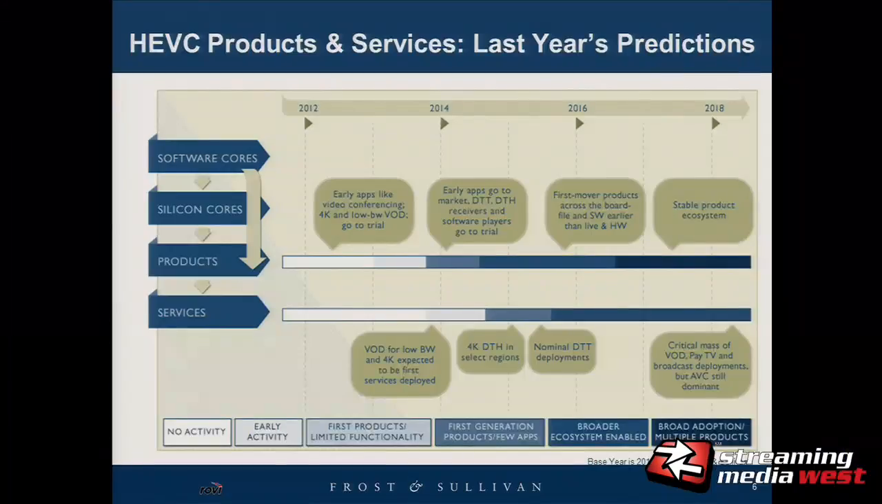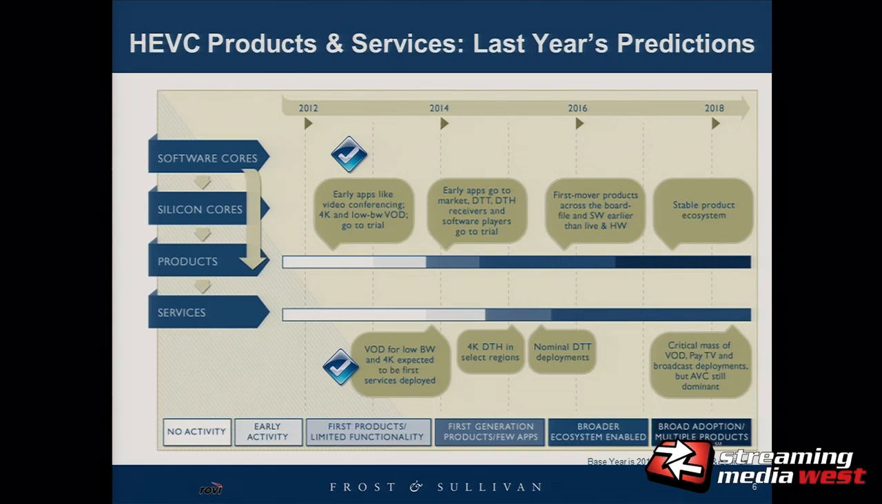So last year, we had made a few predictions in terms of how HEVC is going to roll out. There was quite a bit of buzz and hype and urgency around 2012 when the standard was finalized, sort of a leap towards let's go off the cliff now. We've been predicting a more phased approach. And fortunately for me, a lot of those predictions have been on target. So we have started to see early apps like video conferencing or closed loop contribution be one of the first applications of HEVC that come to fruition. Low bandwidth VOD hasn't quite happened yet. It's still in trial.